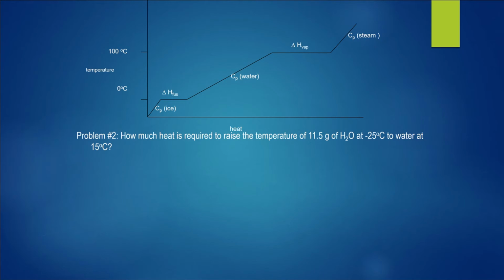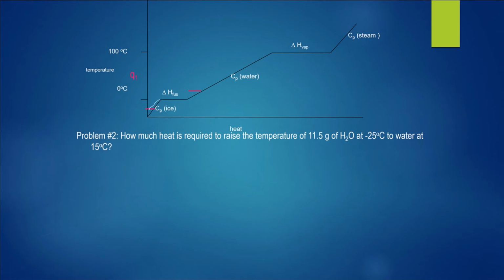Next problem. How much heat is required to raise the temperature of 11.5 grams of H2O at negative 25 degrees Celsius to water at 15 degrees Celsius? Again, drawing a heat curve and marking on it where we're starting and where we're going can really help. We're starting here at negative 25 degrees Celsius. We'll end here at positive 15 degrees Celsius.